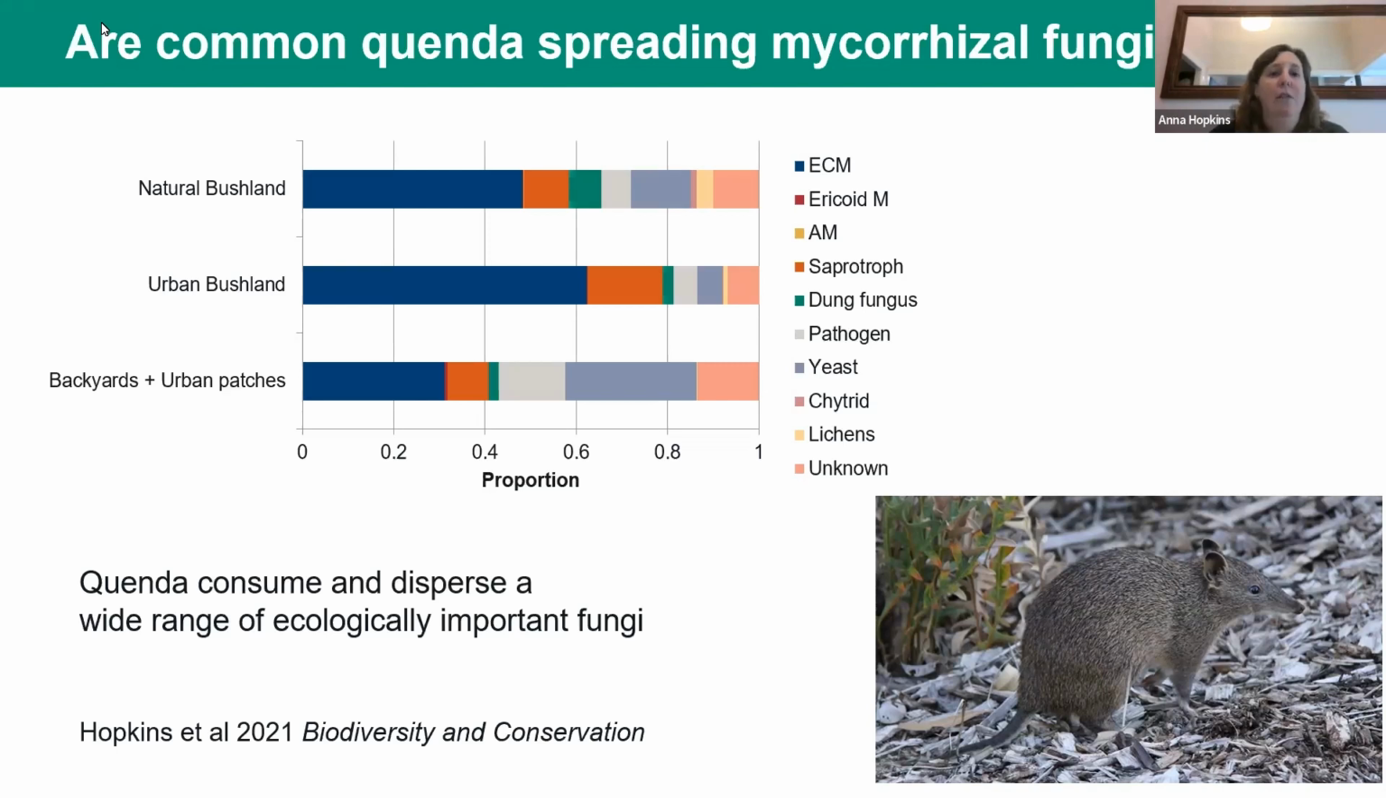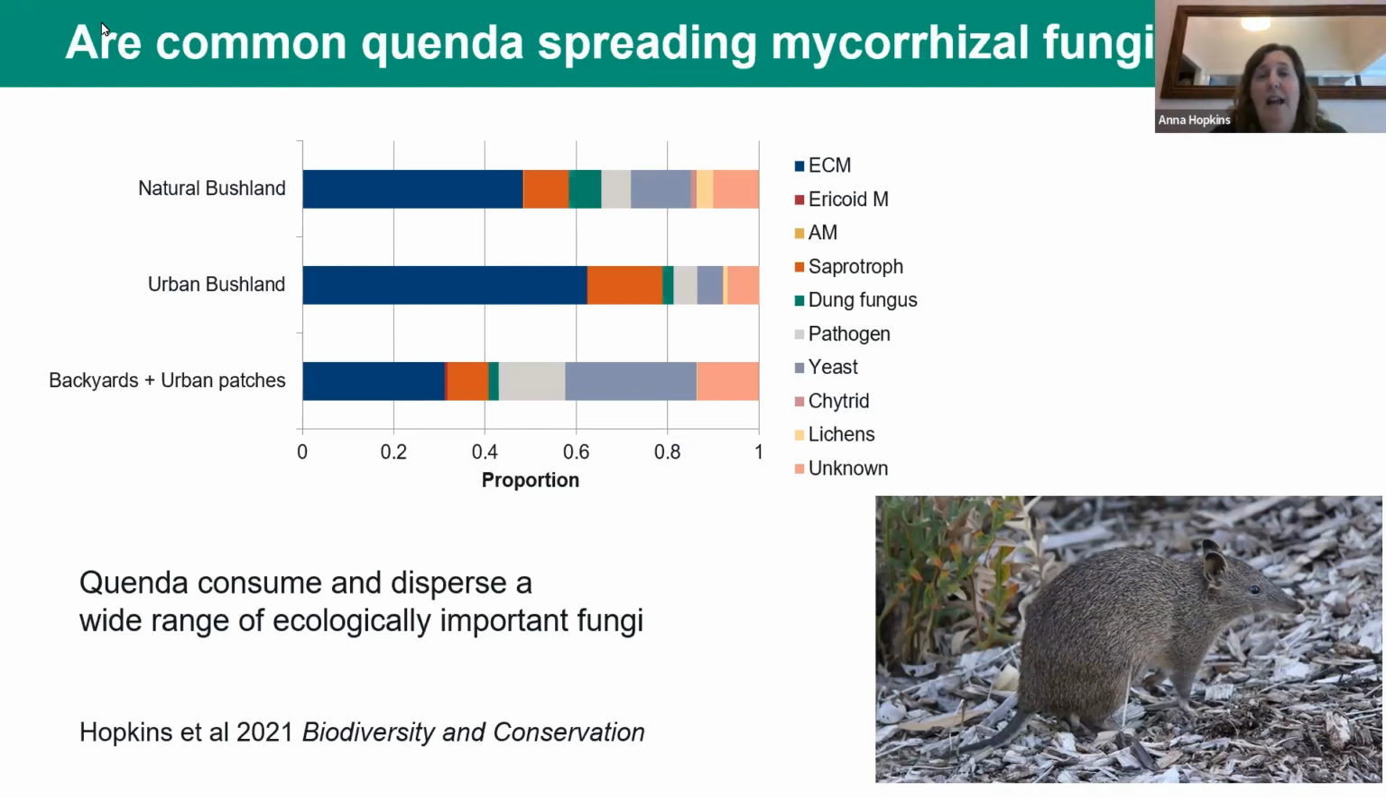So if you have a look at this figure here in the blue, you can see the ectomycorrhizal species. You can see that about half of the diet of these quenda was ectomycorrhizal fungi. And that was really good news because it means they are still theoretically dispersing them throughout the landscape. They also appear to eat a range of other species of fungi, whether deliberately or incidentally.